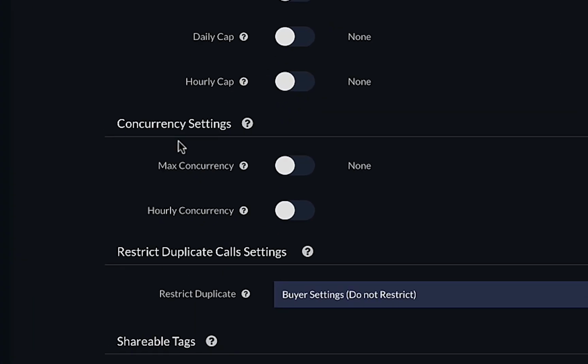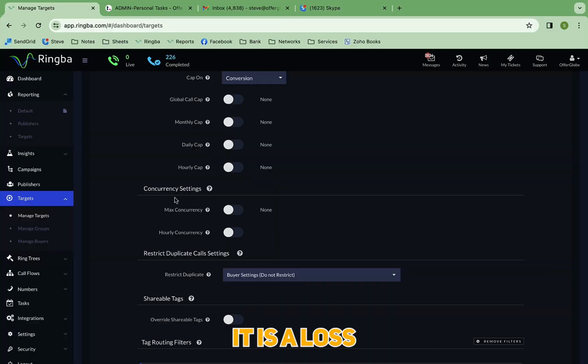Now the second aspect of the cap is concurrency cap. Let's suppose we have a call center which only has 4 agents. It means that the call center cannot handle more than 4 calls at a given point of time. If all the 4 agents are busy and the call center gets another call, either that call will go on a hold queue or it will get disconnected. Either way, it is a loss for the publisher. In such case, we set up concurrency cap.